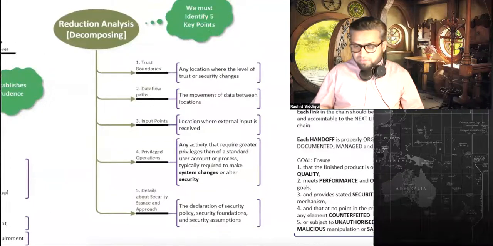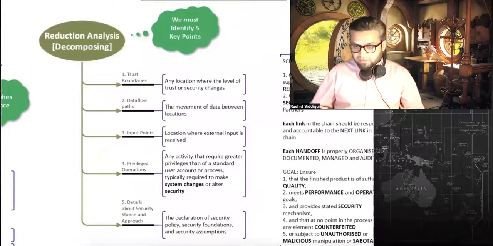So I think if we identify these 5 key points, we are ready for the reduction analysis or decomposition analysis, or we are decomposing the system, whether it is hardware, software, or even a process. If we want to decompose, we decompose this way, right?